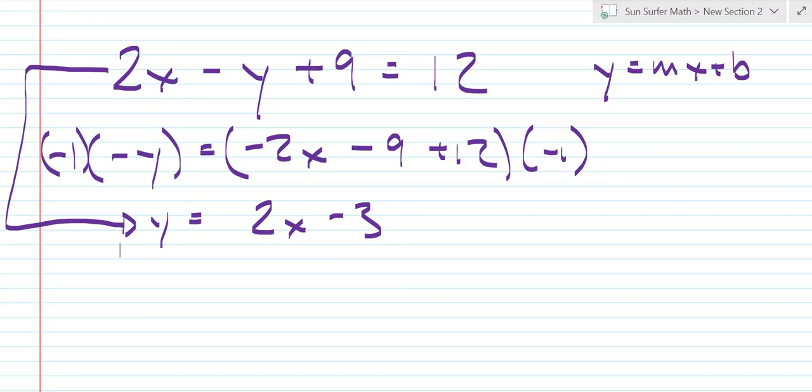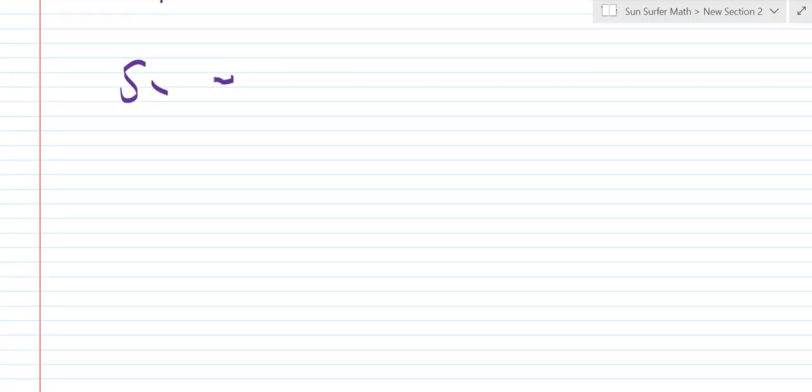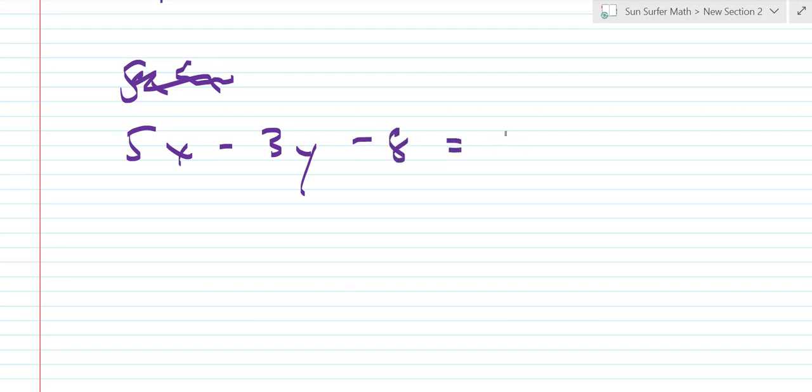All right, let me give you one to do on your own. 5x minus 3y minus 8 equals 0. Take a moment, solve that for y, write it in slope-intercept form, and then you might want to stop the video and then start the video and see how you did.